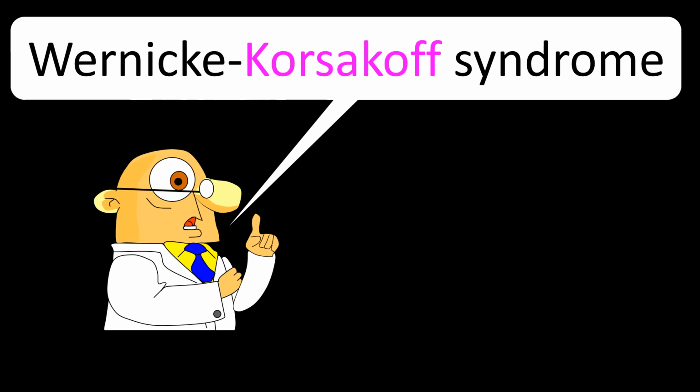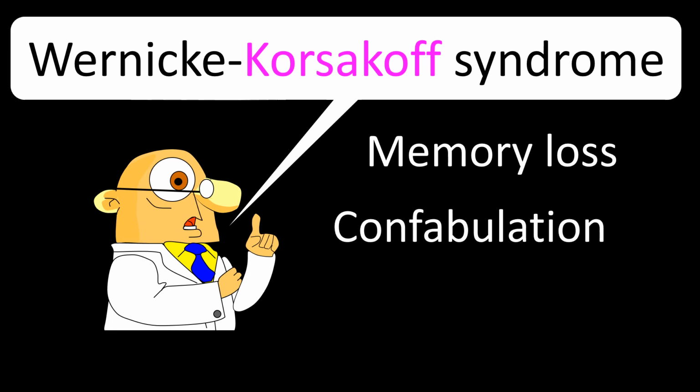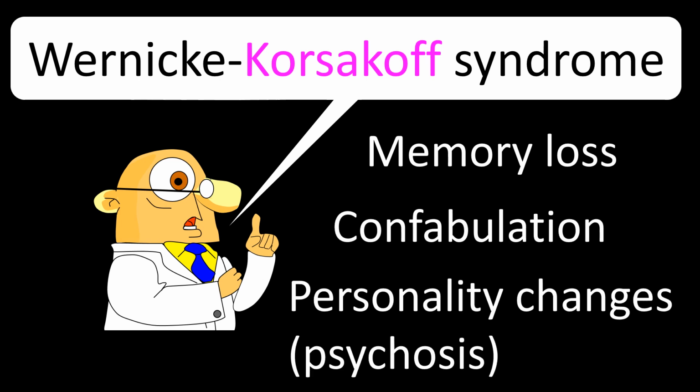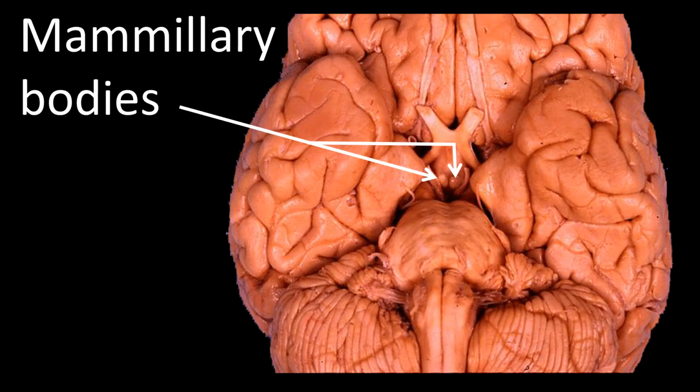The added term of Korsakoff implies chronicity and irreversibility. The clinical manifestations of Korsakoff syndrome are memory loss, confabulation, and psychosis. The anatomical lesion in patients with Wernicke-Korsakoff syndrome is scattered. The site with the most prominent abnormalities are the mammillary bodies.